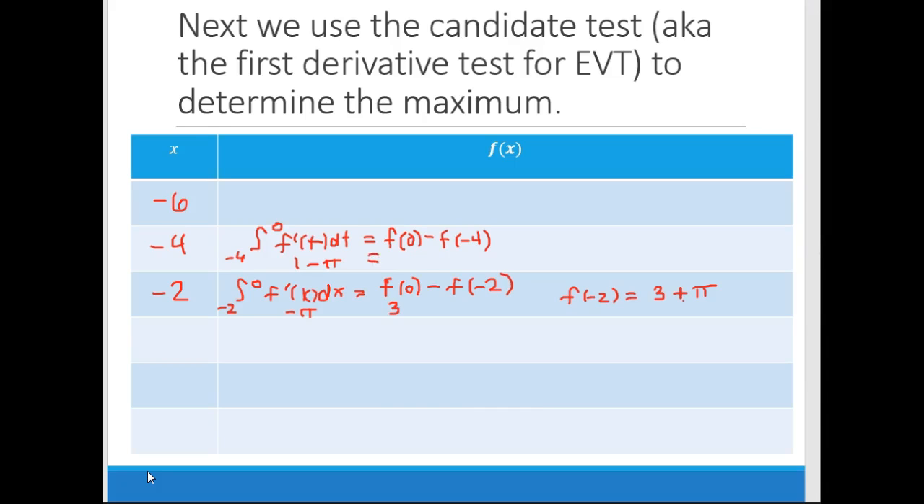Equals f of 0, which is 3, minus f of negative 4. So subtract over your 3. 1 minus 3 is negative 2. Divide by negative 1, and we get f of negative 4 equals positive 2 plus pi.